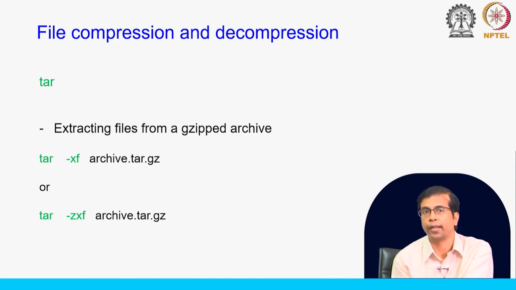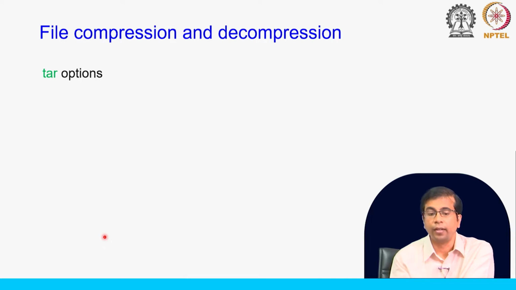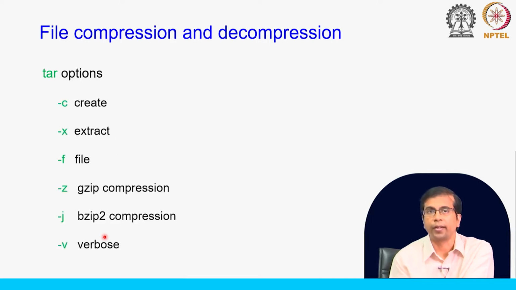So, you do not have to again specify that this is a gzip file. Use -xf, but if you want you can also use -zxf, where you are explicitly mentioning this. These are the 2 options that you have. You actually have many more options here, and some of them we have talked about. -c is create, -x is extract, -f is file, -z is gzip compression.